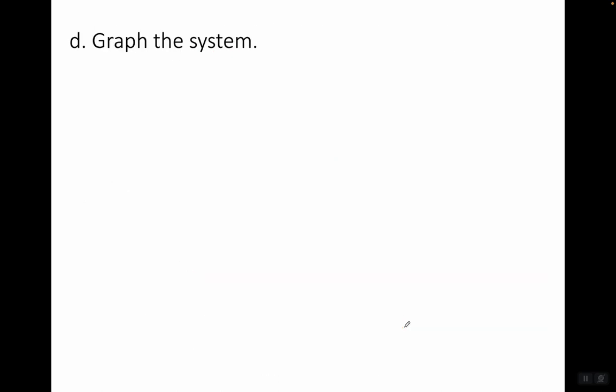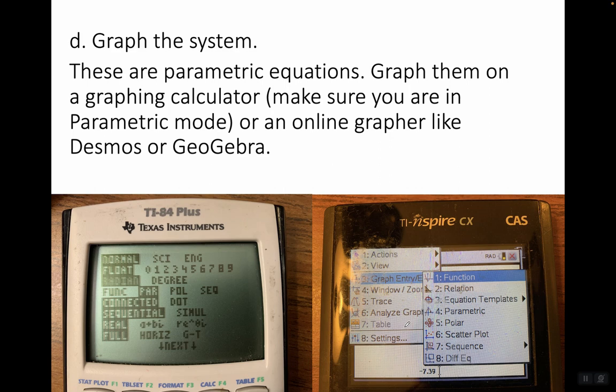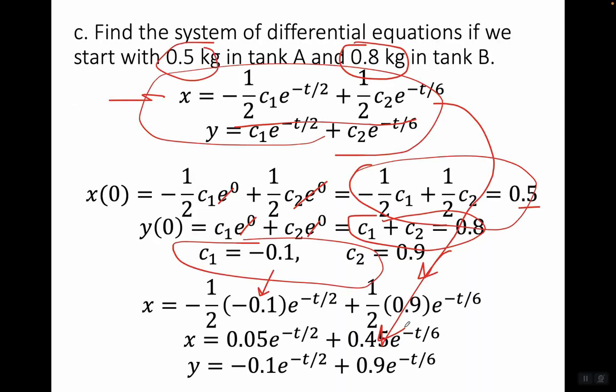Graph the system. Okay, this is cool. These are parametric equations. Look at this. We've dealt with parametric equations. You learned about that in calculus too, forever ago. That was ages ago. So we can plot these parametric equations for x and y, these ones that I've got down here.